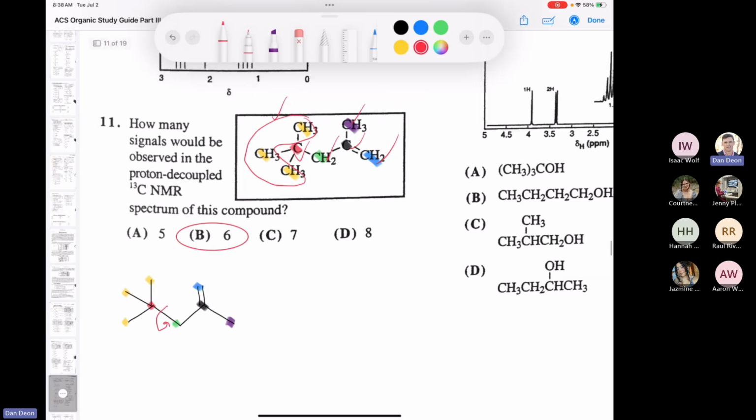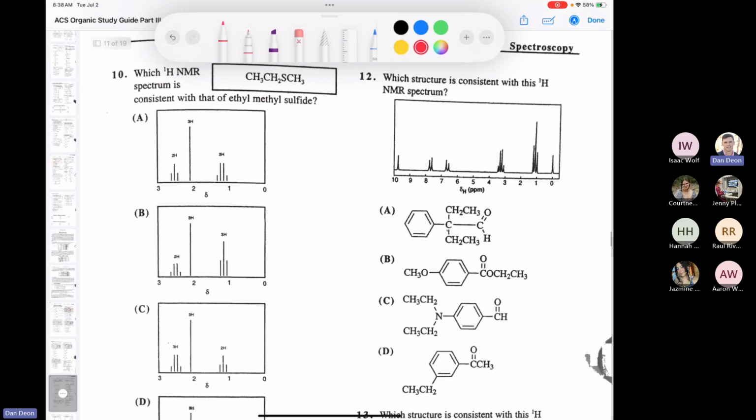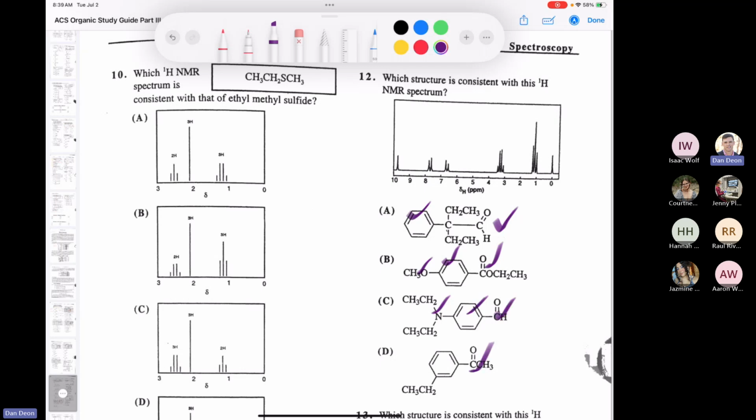Okay, let's try number 12. I think this is a great question, number 12. This is the kind of question you'd see on an MCAT spectroscopy section or something like that. Which structure is consistent with this proton NMR spectrum? We've got a whole bunch of different compounds here that are all kind of interesting. This aldehyde, they're all aromatic. So this is an aromatic ester. We've got an ether here. Here we've got a tertiary amine. We've got an aromatic aldehyde, and an aromatic ketone.